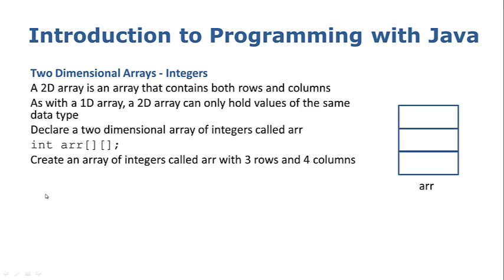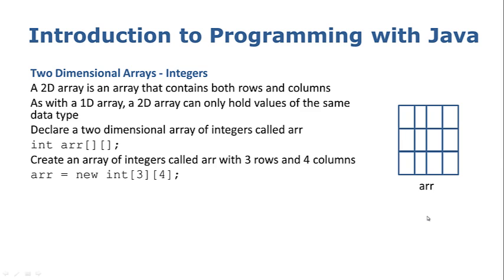This particular array needs to be created with 3 rows and 4 columns. So we say R equals new int[3][4]. So the number of rows in the first set of square brackets and the number of columns in the second. So watch out for that. It's important to remember the first set of square brackets refers to the number of rows and the second set refers to the number of columns.